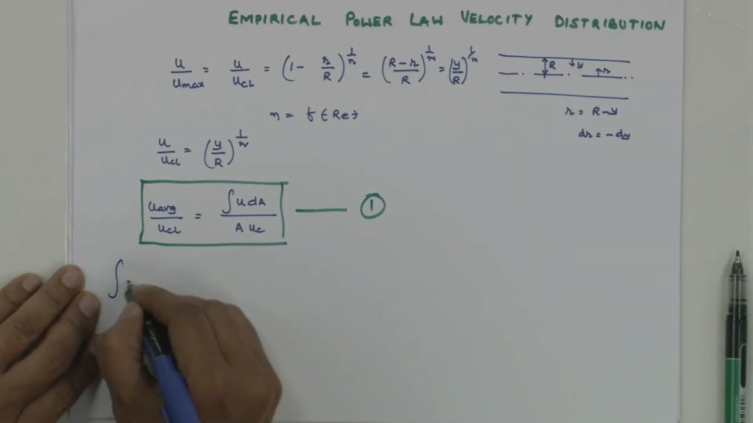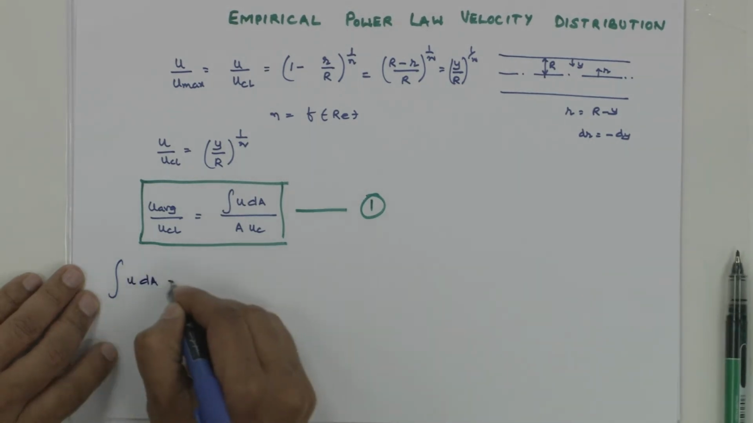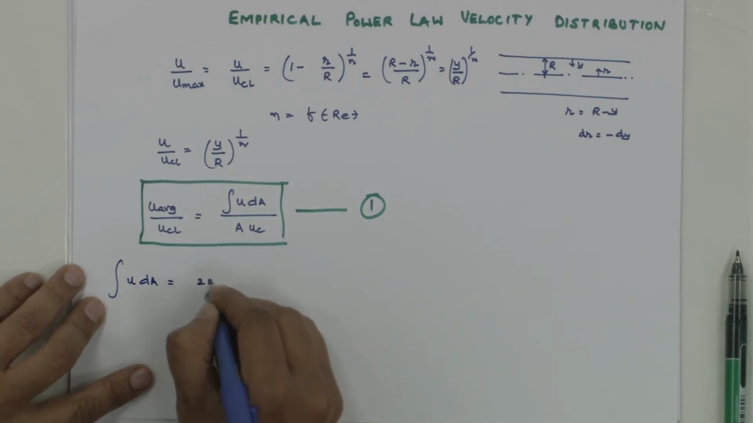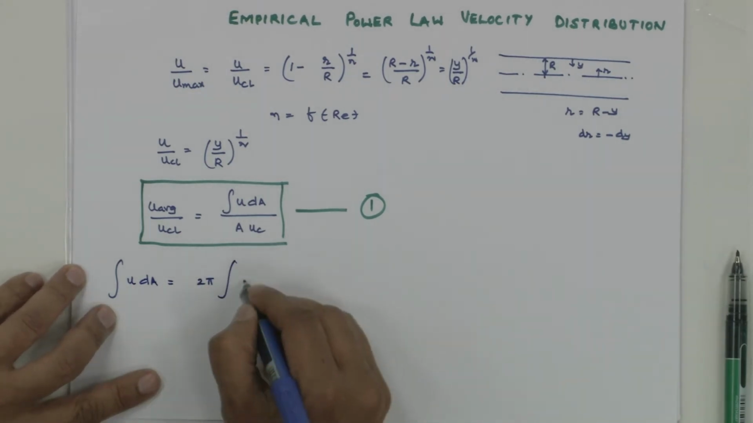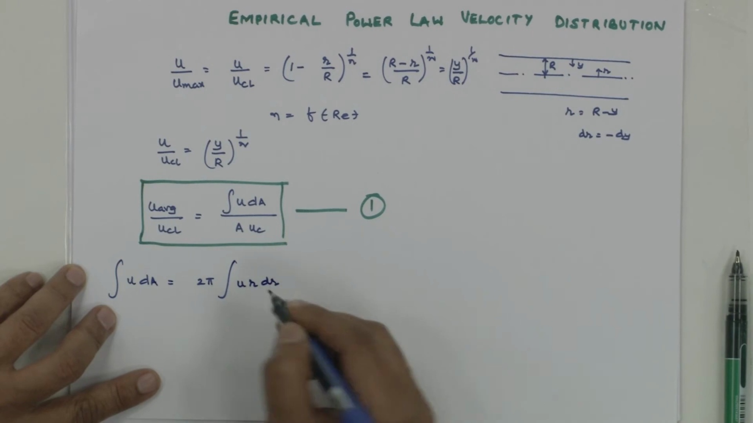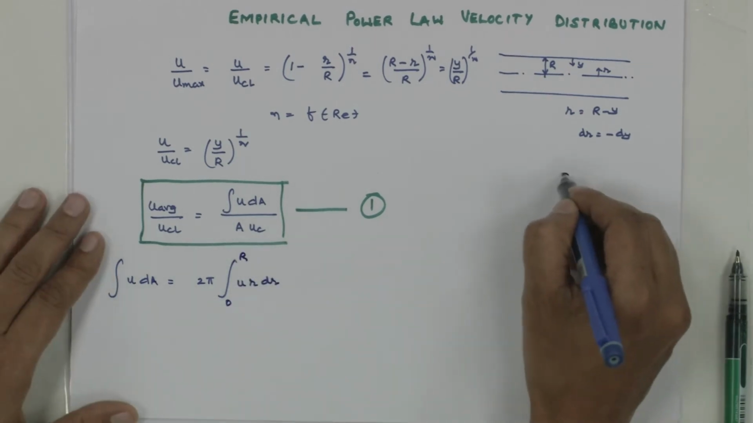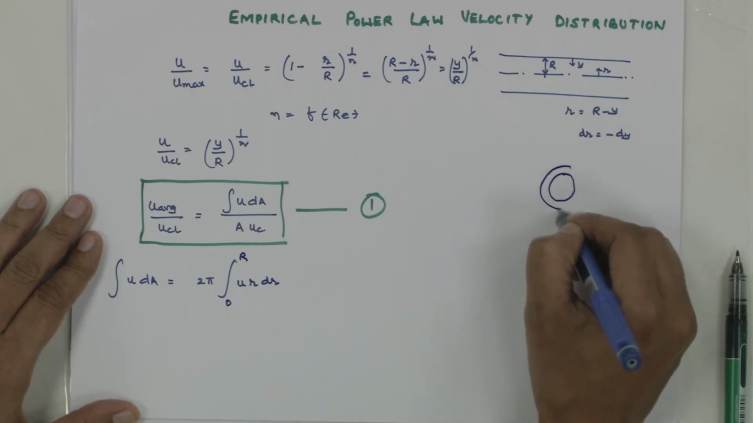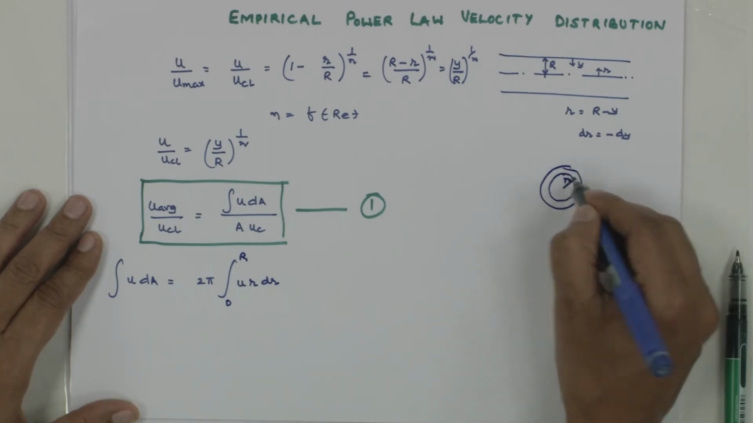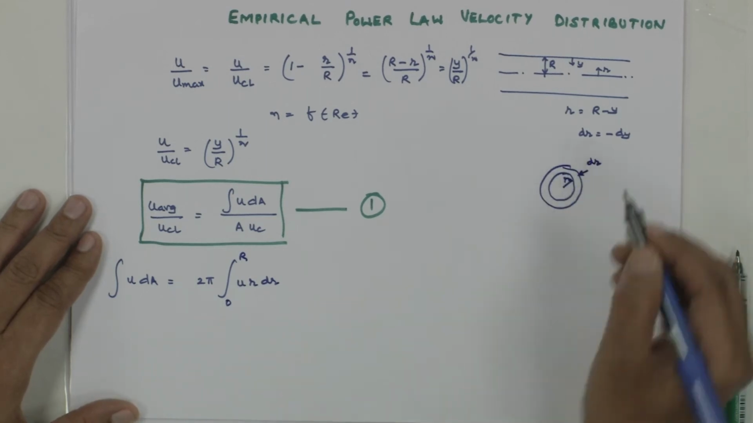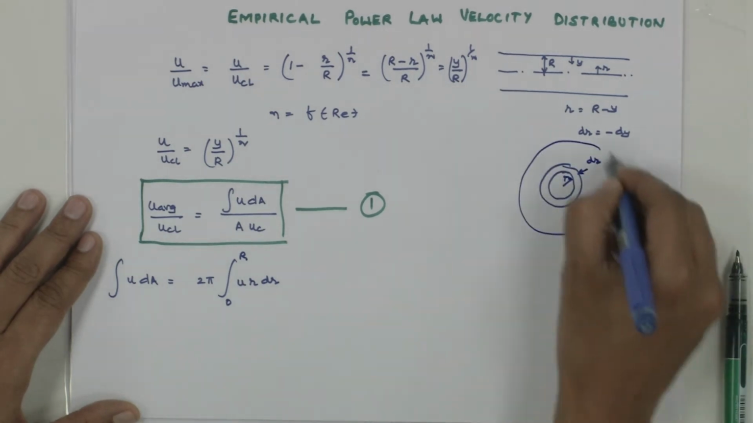So integral u dA is equal to 2 pi integral of u r dr from 0 to R. This is taking an elemental ring at a radius r, thickness dr, and your pipe radius is R.